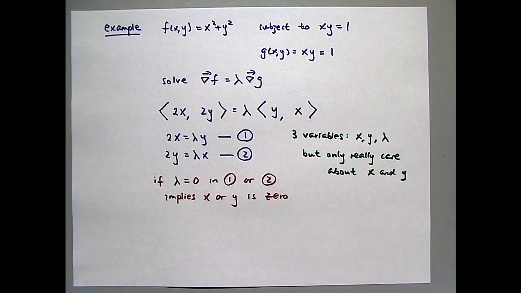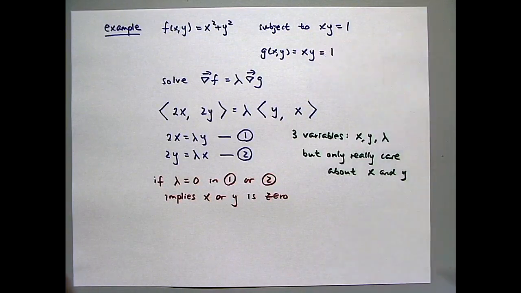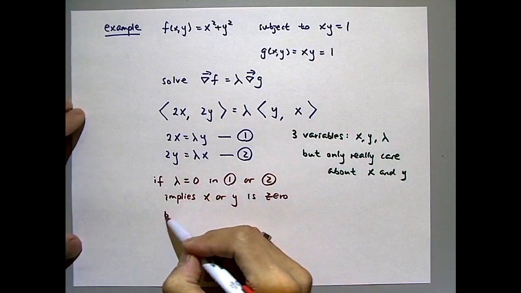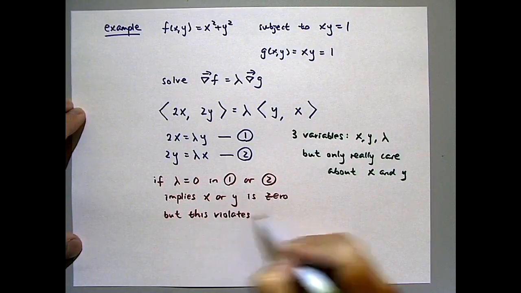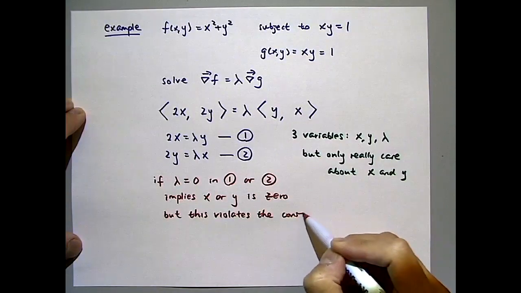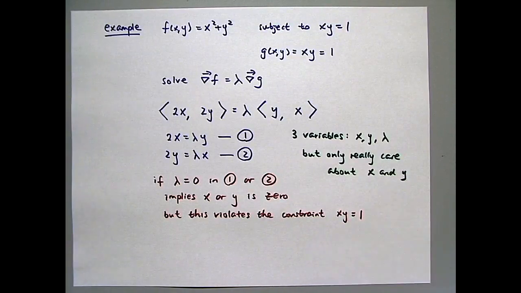Do you see that? If lambda is equal to 0, then x or y, possibly both, have to be 0. Is there a problem with that? What's the problem with that? Right, the constraint is not satisfied. If x or y is equal to 0, then x times y can never be 1. But this violates the constraint. xy is equal to 1, which is a requirement.